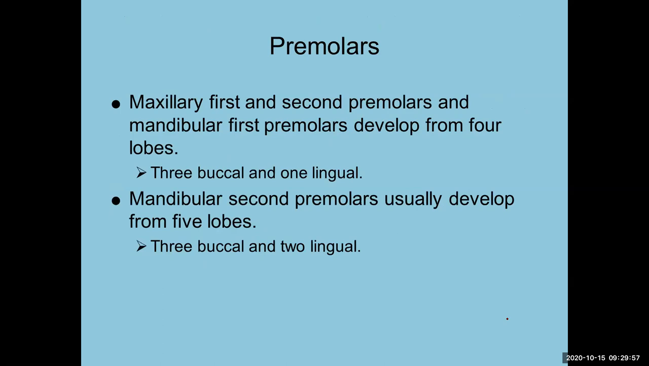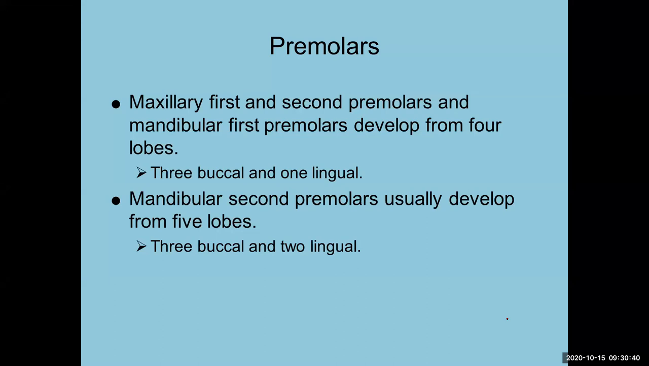So the maxillary first and second premolars, as well as the mandibular first and second premolars, can develop from four lobes. Like the anterior teeth, you're going to have three buccal lobes form the buccal cusp and one lingual lobe form that lingual cusp. Now there is a variation of premolars, and that's the mandibular second premolar, which usually develops from five lobes. You've got three on the buccal and two on the lingual.